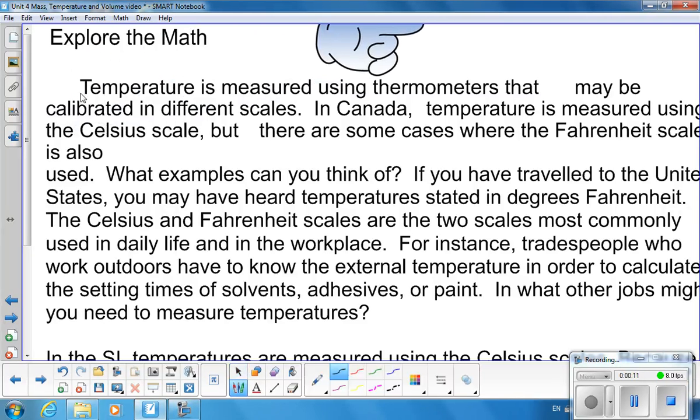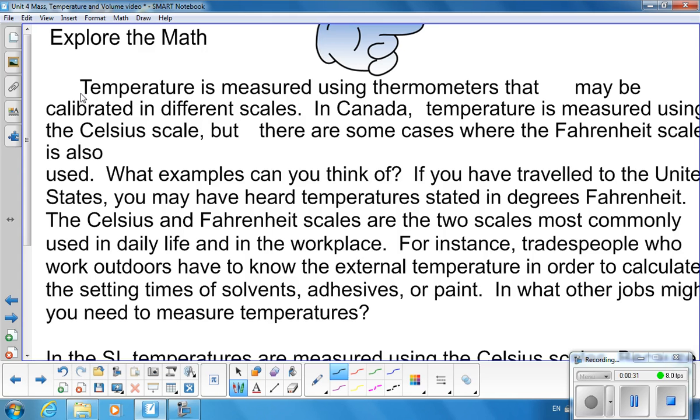Temperature is measured using thermometers that may be calibrated in different scales. In Canada, temperature is measured using the Celsius scale, but there are some cases where the Fahrenheit scale is also used. What examples can you think of? If you've traveled to the United States, you may have heard temperatures stated in degrees Fahrenheit.